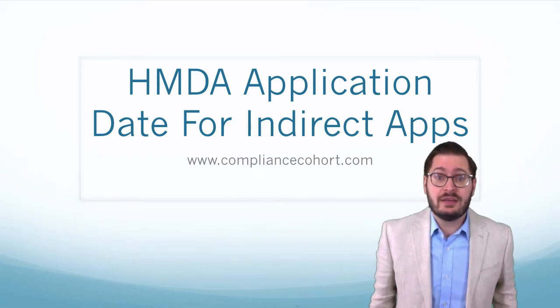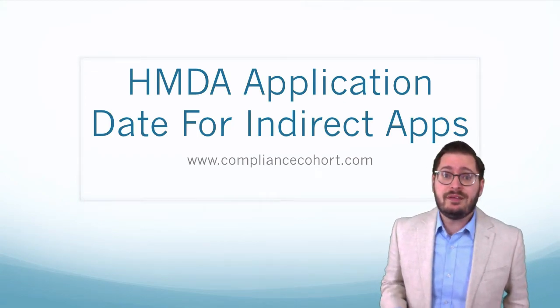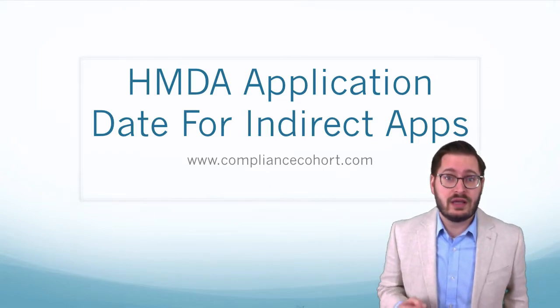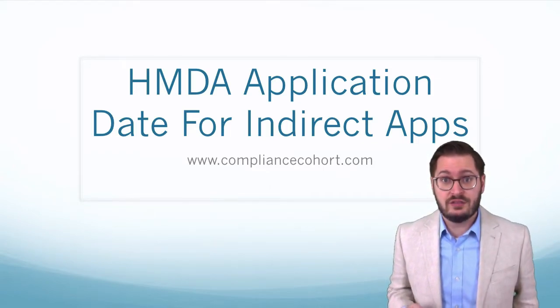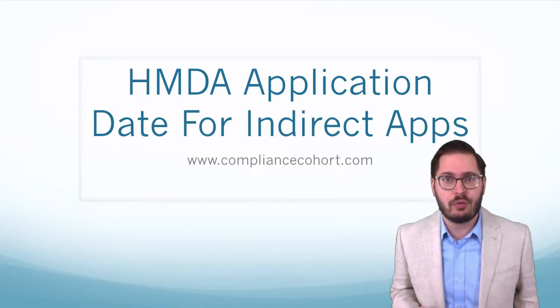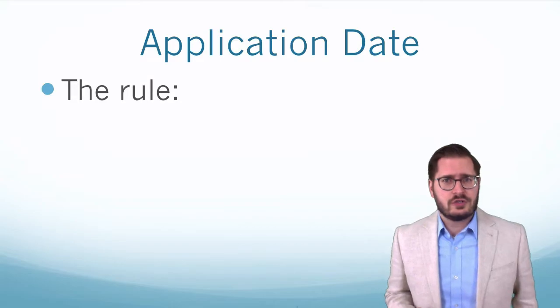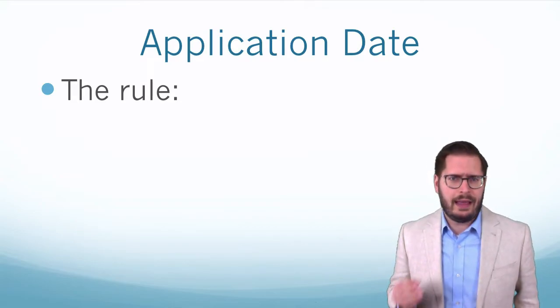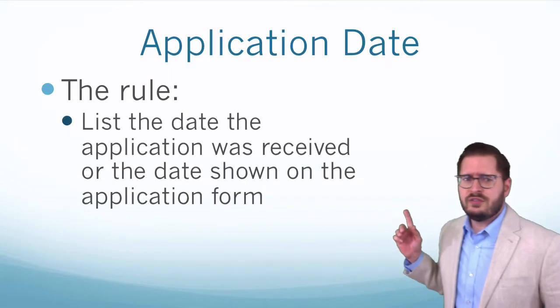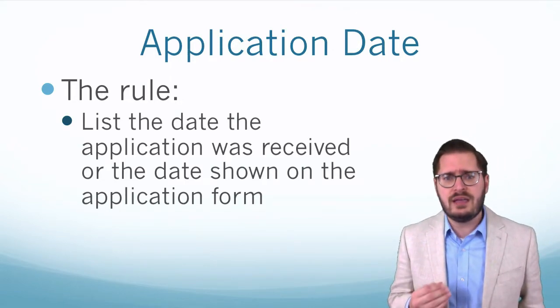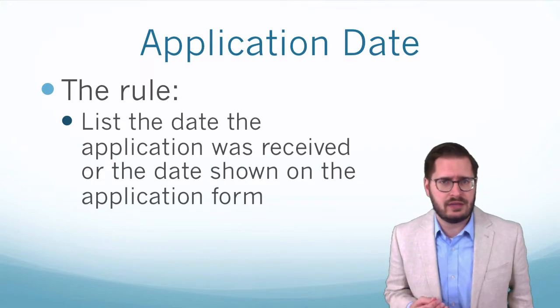This compliance clip is going to discuss the application date for indirect applications when you are reporting under the Home Mortgage Disclosure Act. So this clip applies to HMDA reporters. Now, under the Home Mortgage Disclosure Act, we have a very simple rule for application date. The rule is just very simple. It says to list the date the application was received or the date shown on the application form.